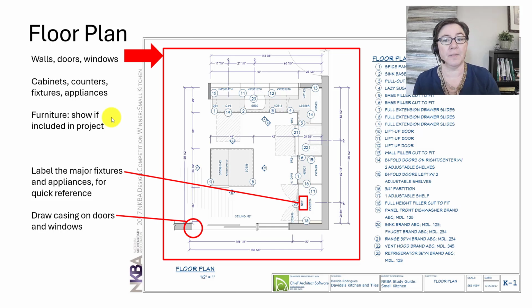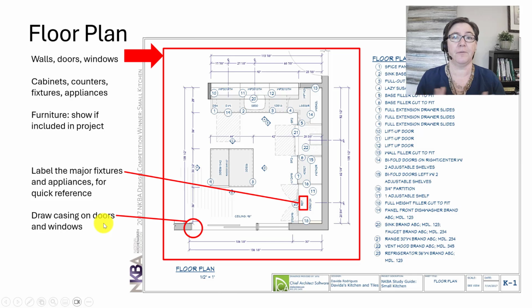What else is on the floor plan? We want to label those major fixtures and appliances just with a small nickname or a small label. This is for quick reference because there's a lot of boxes, things that look like just rectangles on a kitchen plan, and it's great to be able to really quickly tell what that is. And so here's an example right here. It says REF period for a refrigerator.